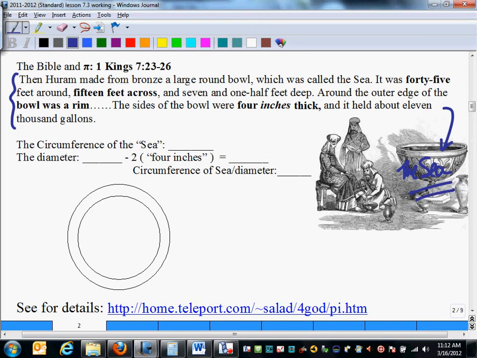I want one person in your team to be the reader. I want that reader to read out loud. Everybody else underline all numbers. Go. Read out loud. Brandon, start reading there.